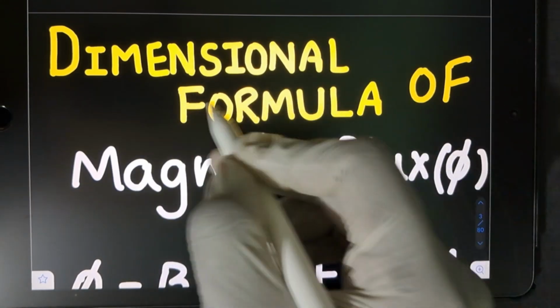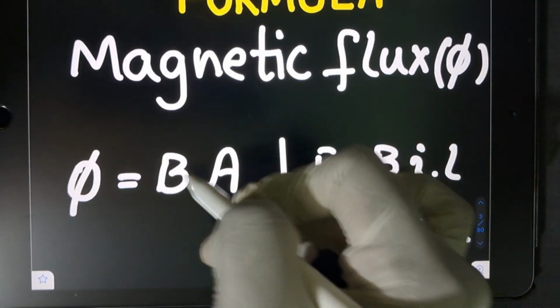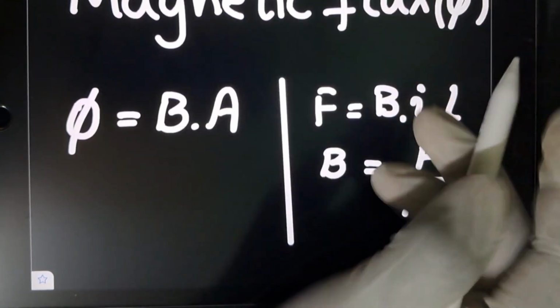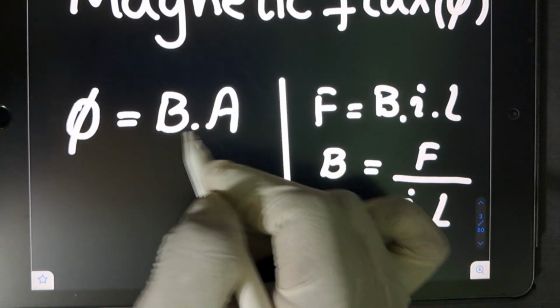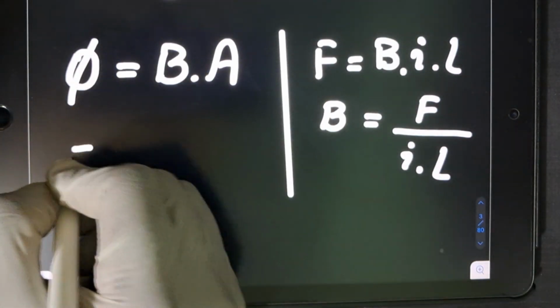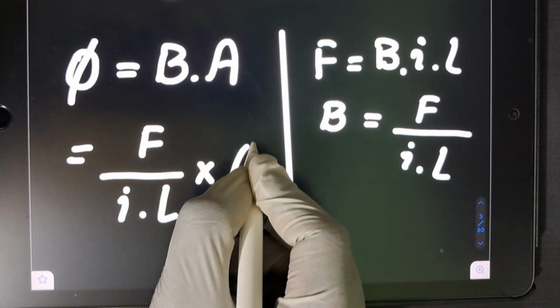To find the dimensional formula of magnetic flux phi, where phi is equal to B into A, we must know that F is equal to BIL, where B is the magnetic field, equal to force by I into L. In place of B, we can write F by I into L into A.